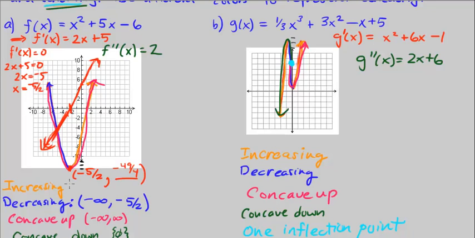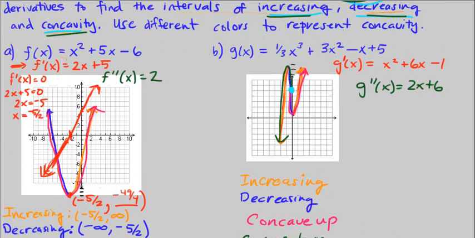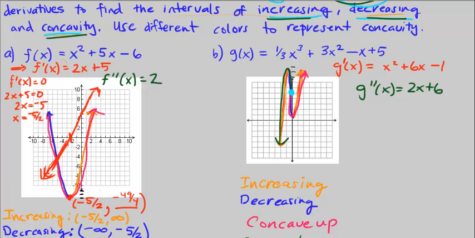Increasing, right? I can use this to know it's increasing starting at negative 5 over 2 to positive infinity. All right, this is using the algebraic method of solving for when f prime of x is equal to 0. So that's what we did so far. So concavity now, let's look at f double prime of x, and that's equal to 2.